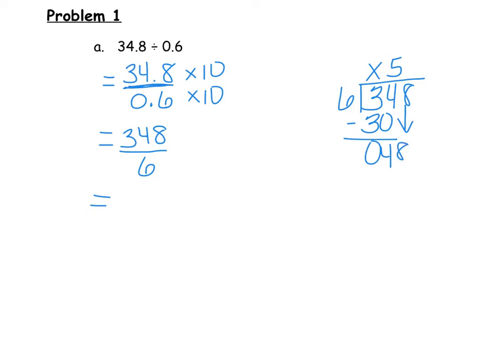Bring down that 8. 48 divided by 6, or how many 6's fit into 48? 8. 8 times 6, 48. Oh, I love it. 0. Love when they end in 0. So 348 sixths is equal to 58. Make sure you showed all your work.